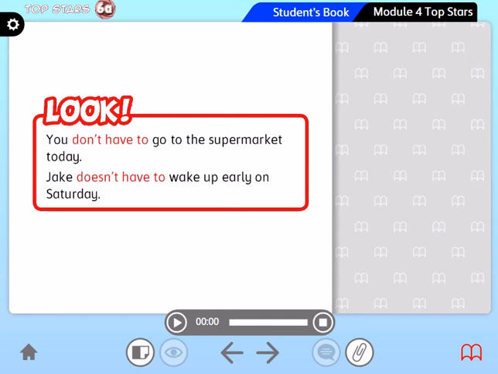How do we form this structure? The negative form of have to is formed using the auxiliary verb do. We use the verb do in the negative form. Don't. You don't have to. When the subject is he or she, we use doesn't. He doesn't have to.